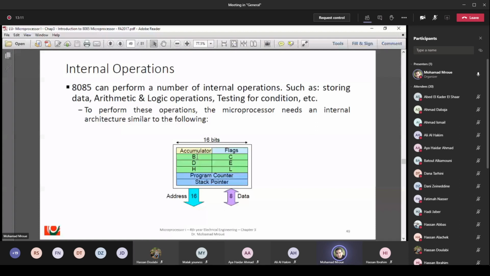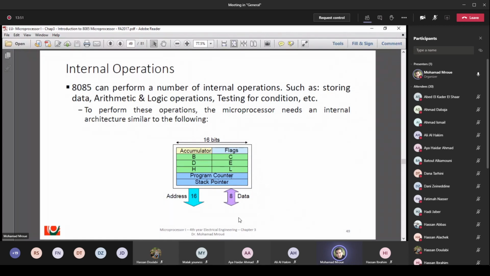Then we have the program counter. As we said, the program counter specifies the address of the next instruction to be executed by the microprocessor. We also have the stack pointer, which we use to manage the stack when we need it. The address bus is 16-bit and unidirectional, an output from the microprocessor. The data bus is bidirectional, meaning we can transfer data from the microprocessor to the output devices or the memory, and vice versa, from the memory or the input devices into the microprocessor.